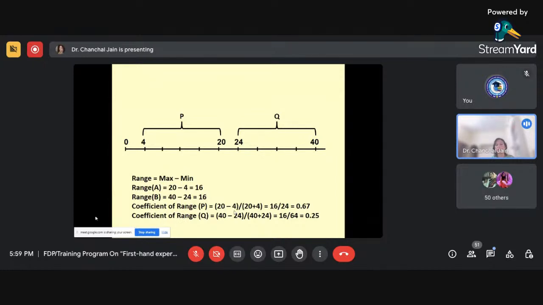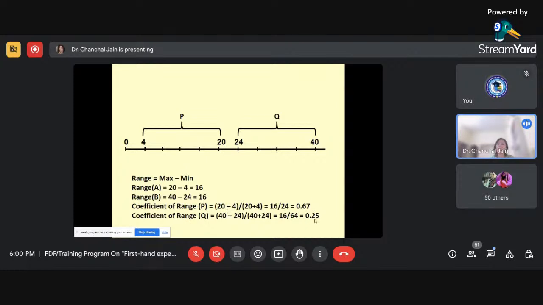So what is the formula of coefficient of range? It is the maximum minus minimum divided by maximum plus minimum. For both the companies, we can calculate this coefficient of range, and here we can find 0.67 and 0.25. So it is quite clear, as it is a case of dispersion.